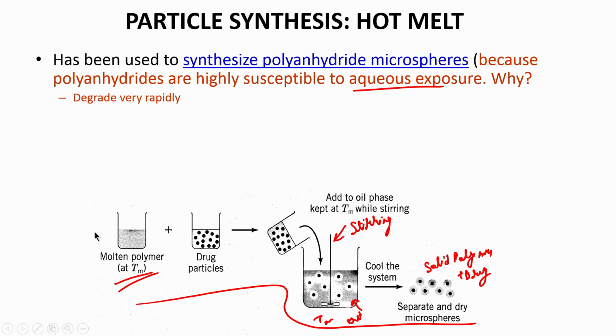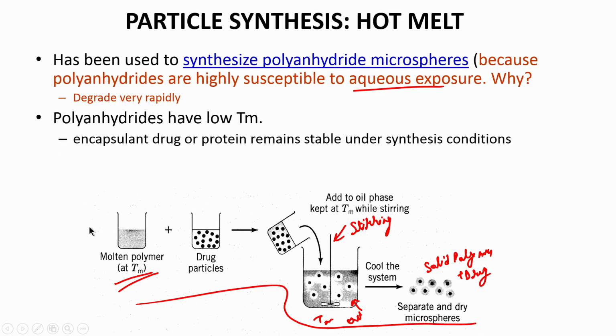So, as I said, they degrade very rapidly in water, and then polyanhydrides typically also have very low Tm. So, that means that they can become liquid at a fairly low temperature. So, that helps, let us say if you are using a biomolecule and you do not really want to heat it to 100 degrees Celsius. So, that helps because if you let us say heat protein to 100 degrees Celsius, it is going to get denatured. So, it is relatively milder conditions for your drug.